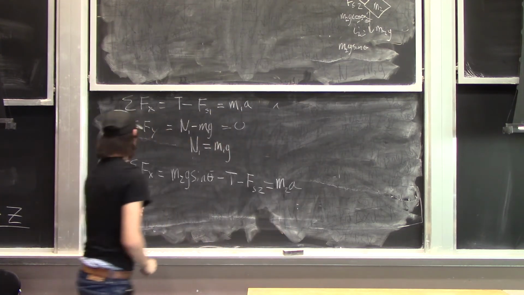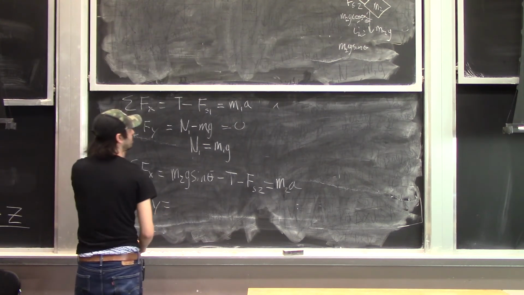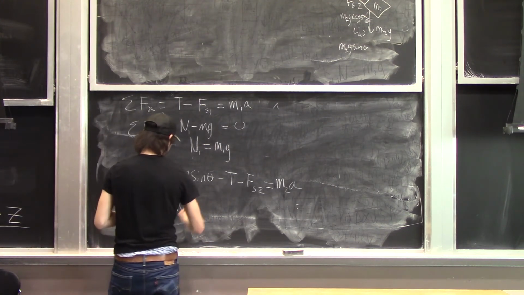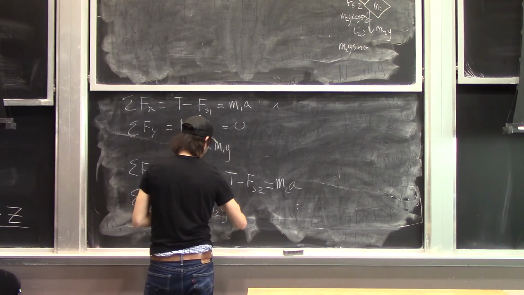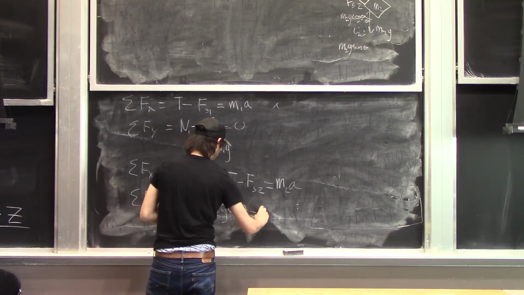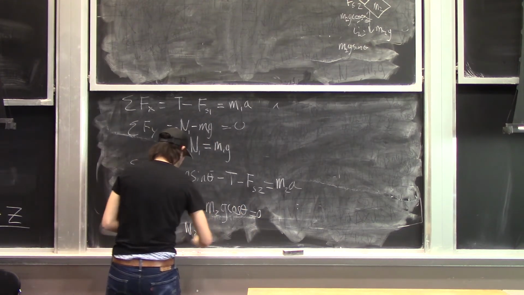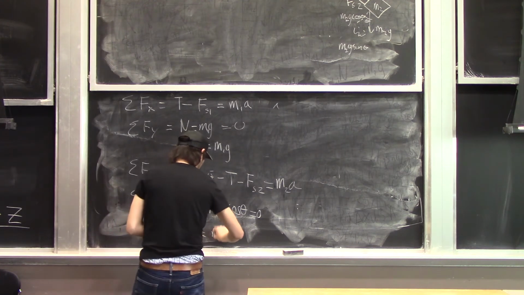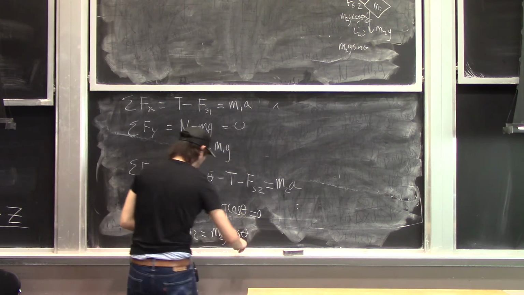Okay. Now when we sum our forces in the y direction, we see the sum of forces in y is going to be equal to N2 minus m2g times cosine of theta, which is equal to 0. And so we see that N2 is going to be equal to m2g cosine of theta. Okay.